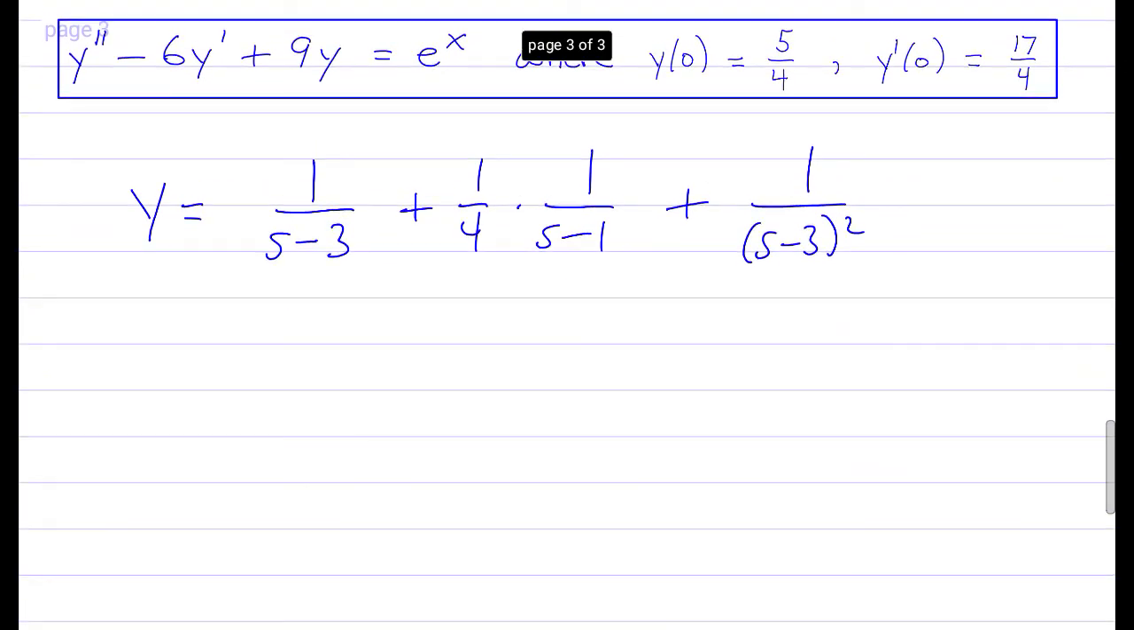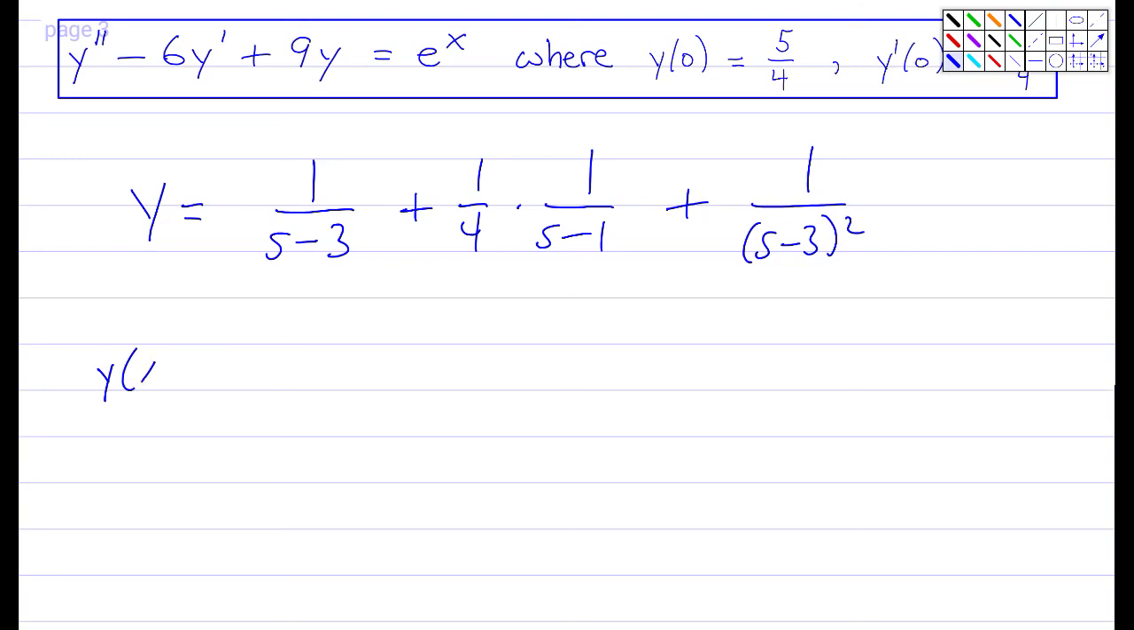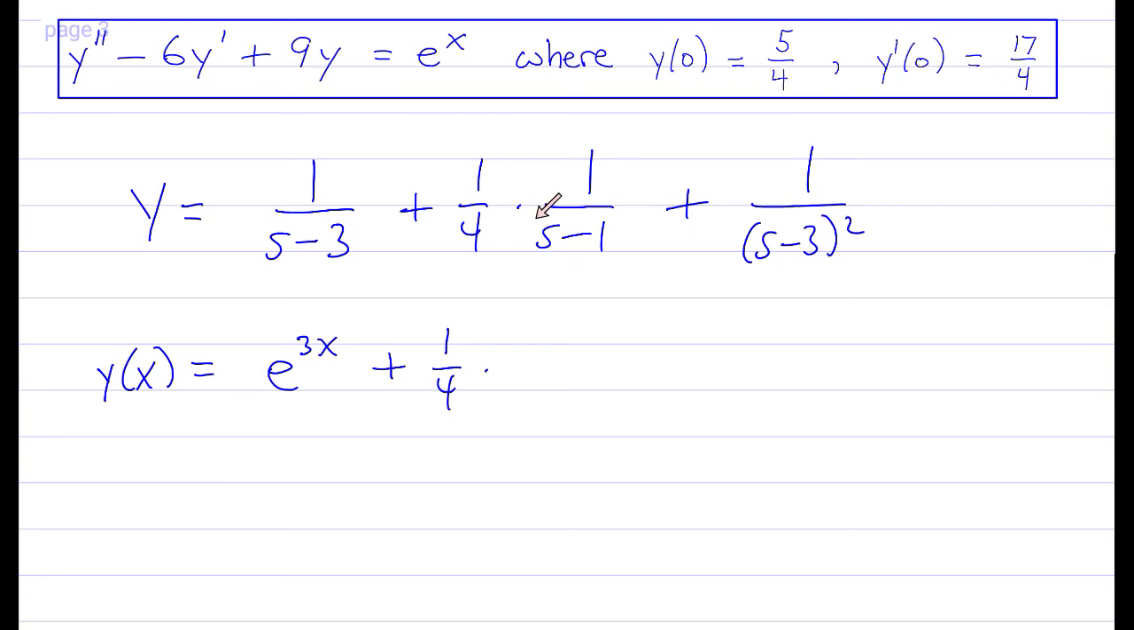Okay. It's hard to believe that what we had was really just this, which isn't so bad. Okay. At this point, hopefully you recognize these as the transforms of functions that we know. So I'm going backwards here. What function has a transform of 1 over s minus 3? Well, that's just e to the 3x. What has a transform of 1 over s minus 1? That's just e to the x.